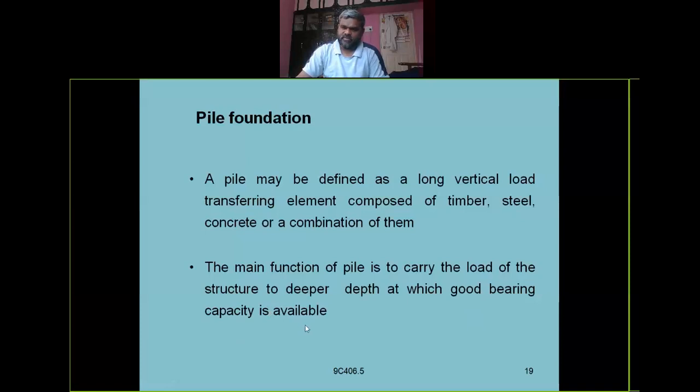bearing capacity is available. If you say a group of driven elements which can be held by a pile cap, then construction is done.